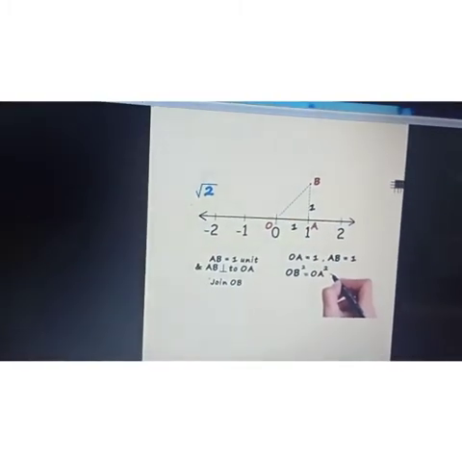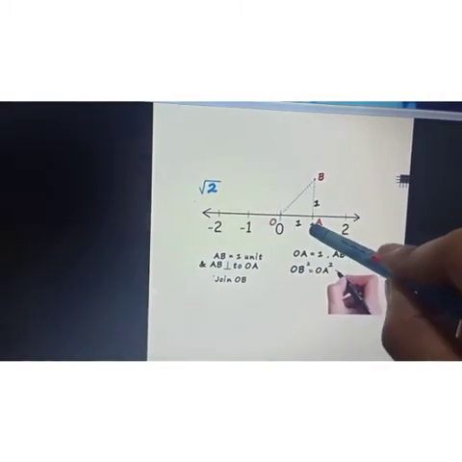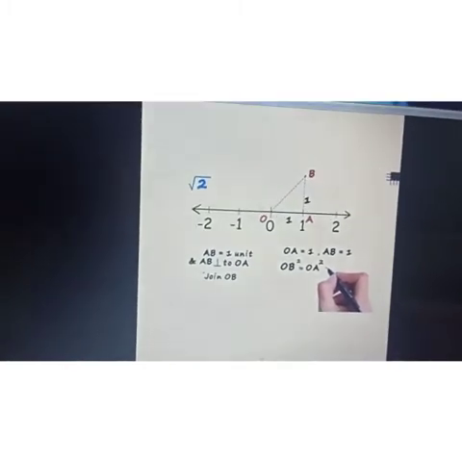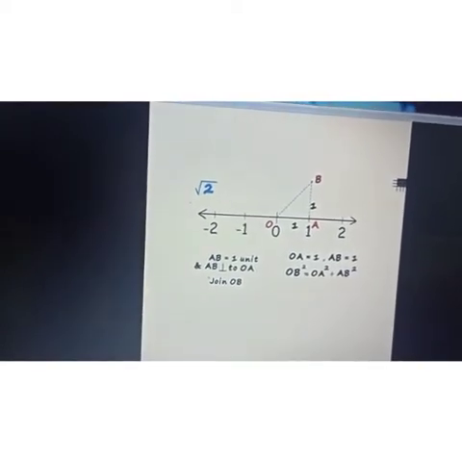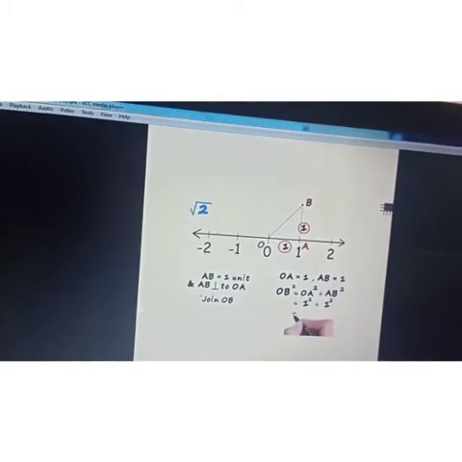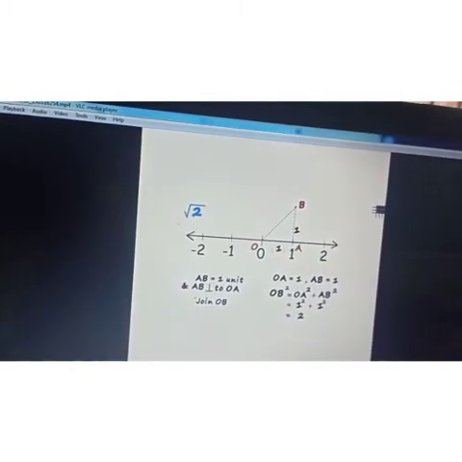So how can we find OB square? OB square equals OA square plus AB square. This is nothing but the Pythagoras theorem. Now what is the value of OA? 1. And what is the value of AB? 1, because both are 1 unit. 1 square is 1 and 1 square is 1. 1 plus 1 equals 2.